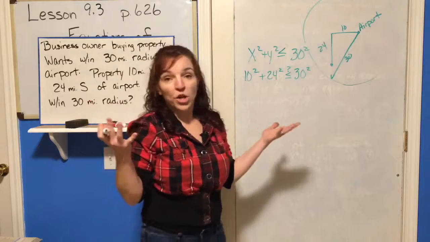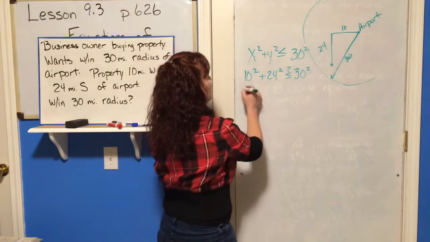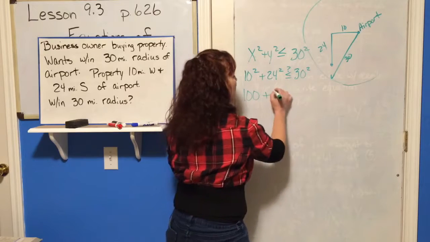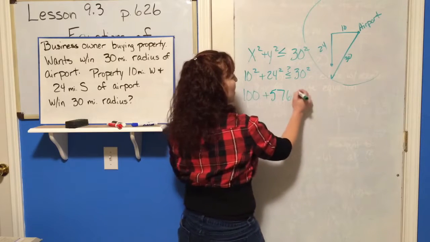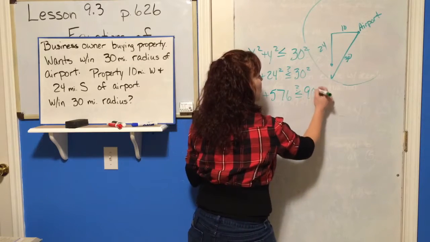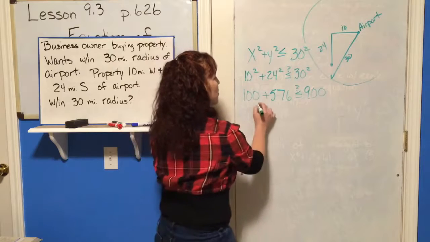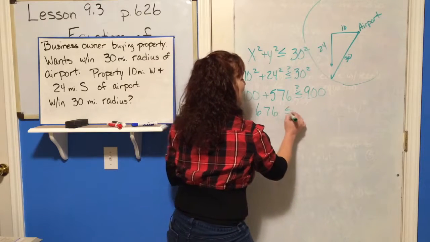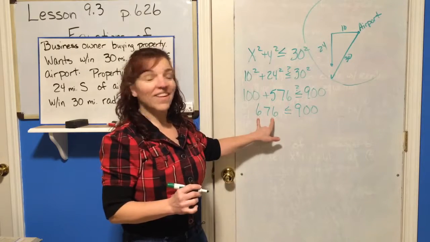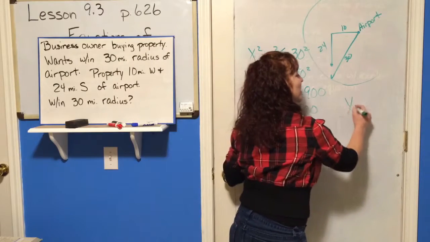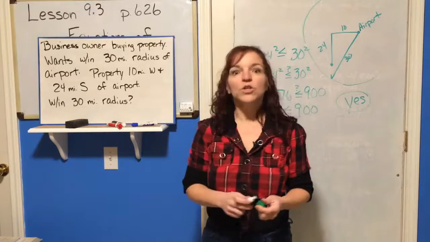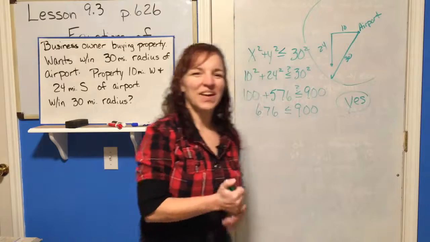So then you just work it out and see if it's a true statement. 10 squared is 100, and 24 squared, I worked that up earlier, is 576. Is that less than or equal to 30 squared? 30 times 30 is 900. Add that together, 676. Is that less than or equal to 900? It is well within the radius, so the answer is yes. It's within the radius, and this business owner should buy this property. It's a good one.